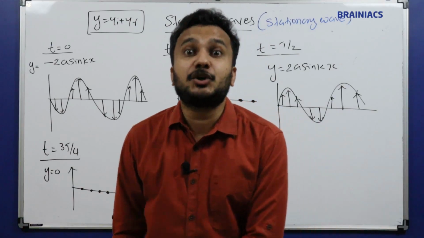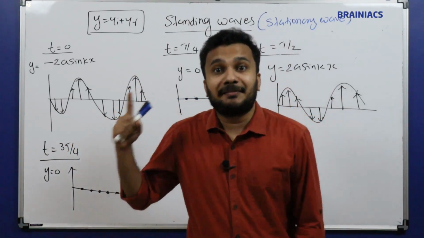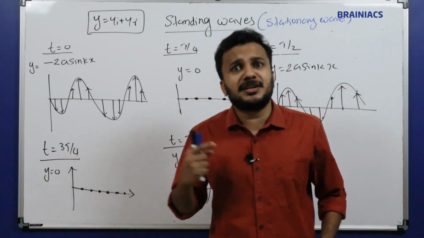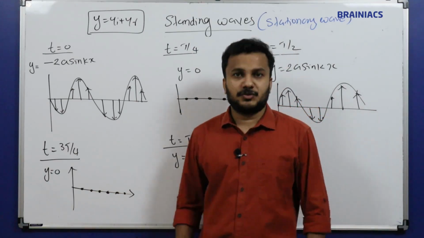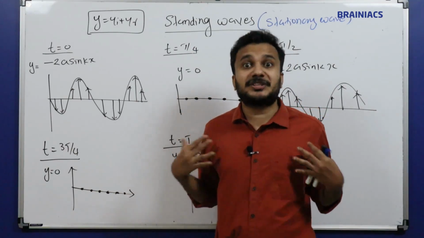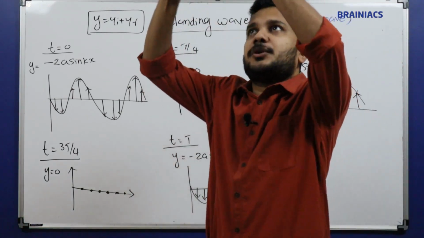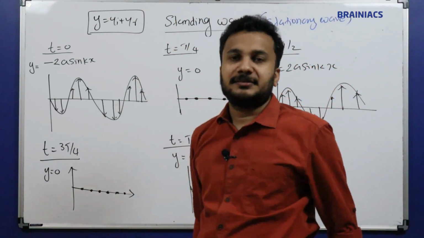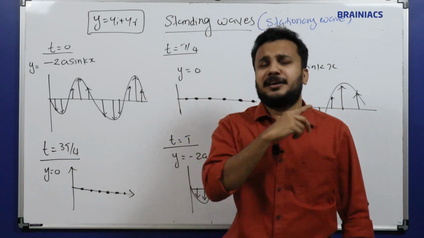So with respect to my position, others' positions will be stationary with respect to me. If I am sitting, he is also sitting. So stationary with respect to me. If I am stationary, he is also stationary. If I am going up, he is also going up. So there is no relative motion. That's why it is called a stationary wave, and it's called standing waves.